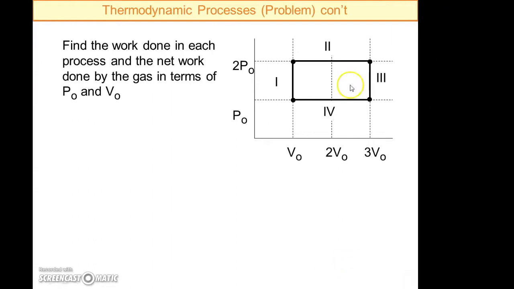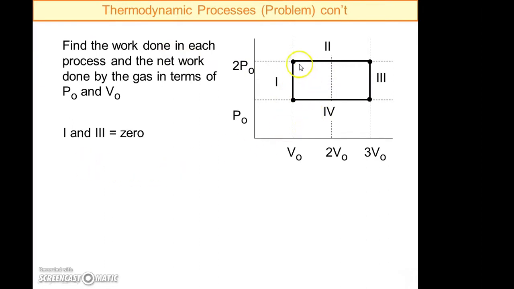All right, if you said that in process 1 and process 3 the work was 0, you are correct. These are isovolumetric processes, so there's no change in volume. And if there's no change in volume, then there can't be work. And of course, there's no area under a vertical line.